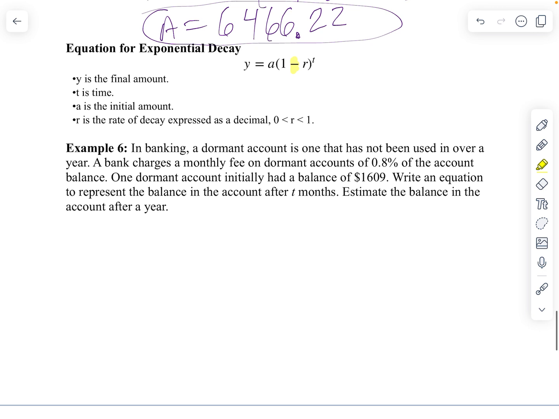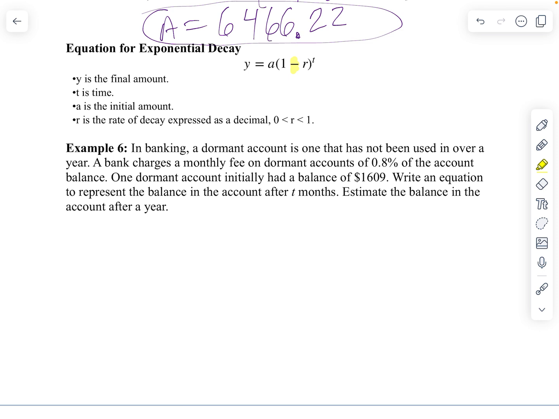So what happens if we take a look at example 6? In banking, a dormant account is one that has not been used in over a year. A bank charges a monthly fee on a dormant account of 0.8% of the account balance. The dormant account initially had a balance of $1,609. I want to write an equation to represent the balance after t months, and I'm going to estimate that balance after 1 year.